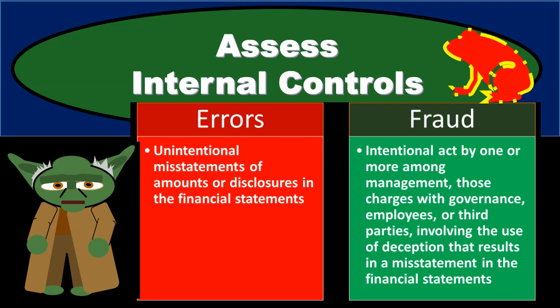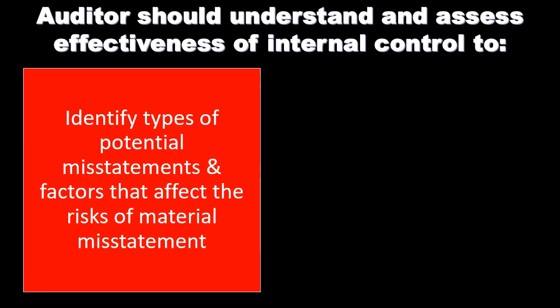We want to first test and assess internal controls to help us decide, and hopefully limit, the types of substantive testing that we will then do. So that's kind of where we are in the audit. We have planning, and then we have the assessment of the internal controls, typically done before the substantive testing. Auditors should understand and assess effectiveness of internal controls in order to identify types of potential misstatements and factors that affect the risk of material misstatement.